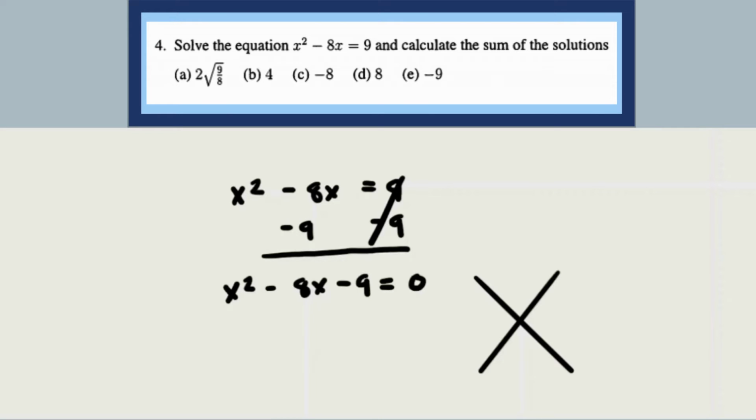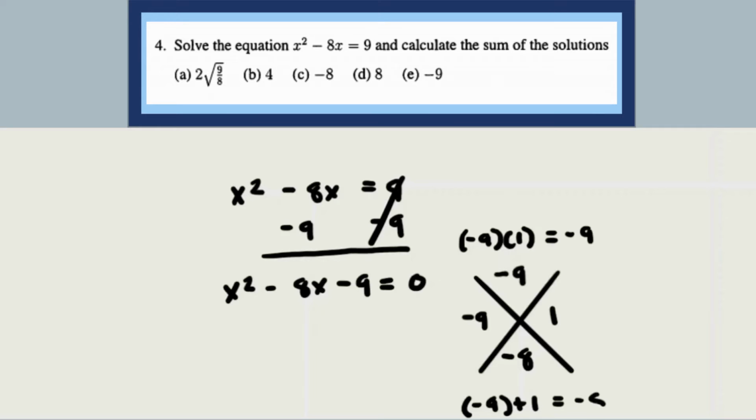So we're going to put our last term, negative 9, at the top of our x, and we're going to put our middle coefficient, negative 8, at the bottom of our x. Then we find two numbers that multiply to give us negative 9 and add to give us negative 8. Those two numbers are negative 9 and positive 1, because negative 9 times 1 equals negative 9, and negative 9 plus positive 1 gives us negative 8.